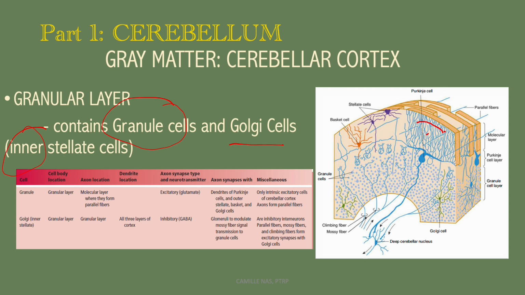Di ba remember, your parallel fiber is the one that sends excitatory input to your stellate and basket. So, they will come from the granule cells, and they will form again these axons called your parallel fibers to send excitatory signals to your stellate and basket, which will then inhibit your Purkinje cell. Okay, and that's why your granule is an excitatory cell. Then your Golgi inner stellate, this one naman is inhibitory to your interneurons, parallel fibers, mossy fibers, and climbing fibers from excitatory synapses with the Golgi cells.